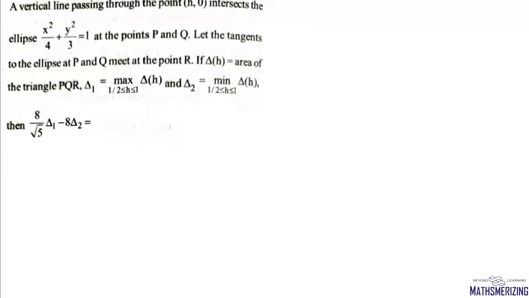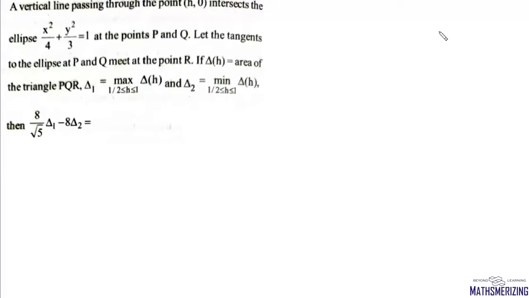Now the next question: a vertical line passing through the point (h, 0) intersects the ellipse at points P and Q. Let the tangents to the ellipse at P and Q meet at a point R, and if Δ(h) is the area of triangle PQR, such that Δ1 is the maximum of this value when h lies between 1/2 and 1, and Δ2 is the minimum of this value, then we need to find the value of (8/√5)Δ1 − 8Δ2.